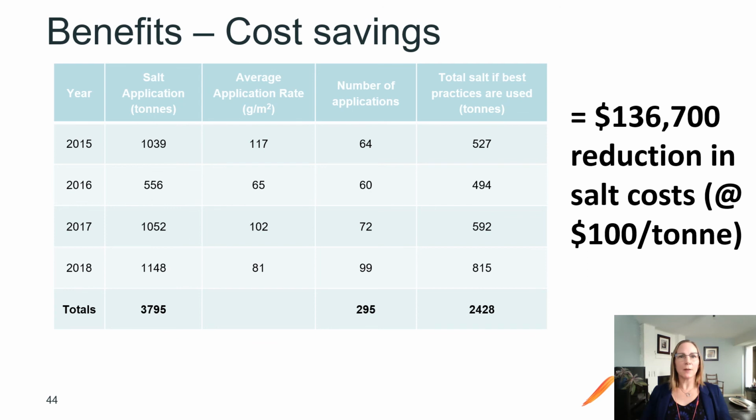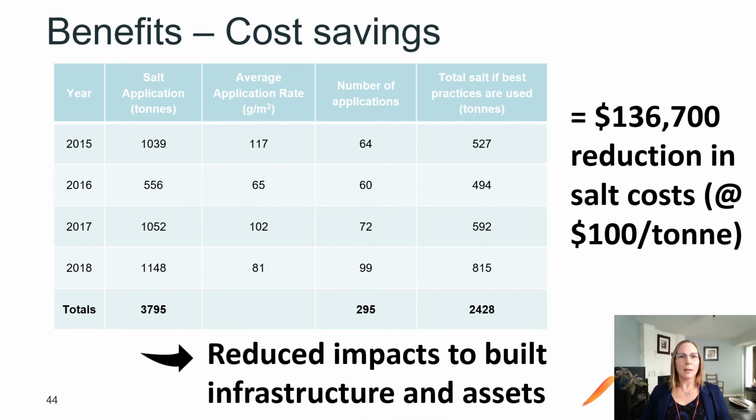With 1,367 fewer tons of salt used, the total cost savings for this one site over the 4-year period would be $136,000, and that's at the conservative price of $100 per ton of salt. Over the past few years, this cost has been significantly higher than this. In addition to the savings for materials and the application of salt, the reduced damage to built assets could also be an important consideration.